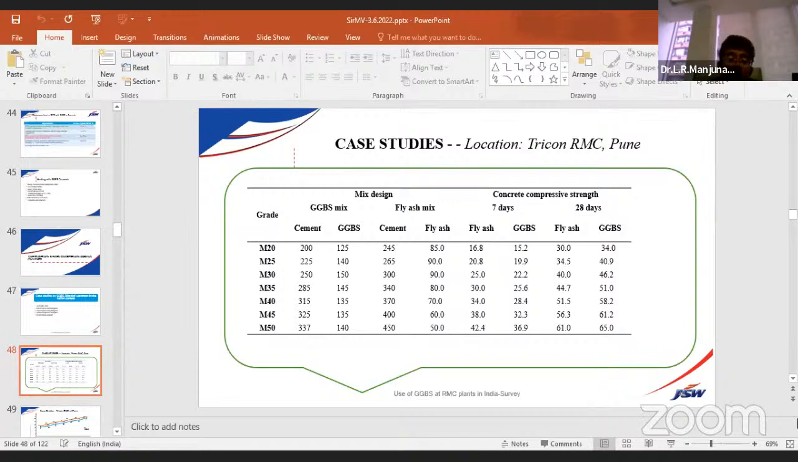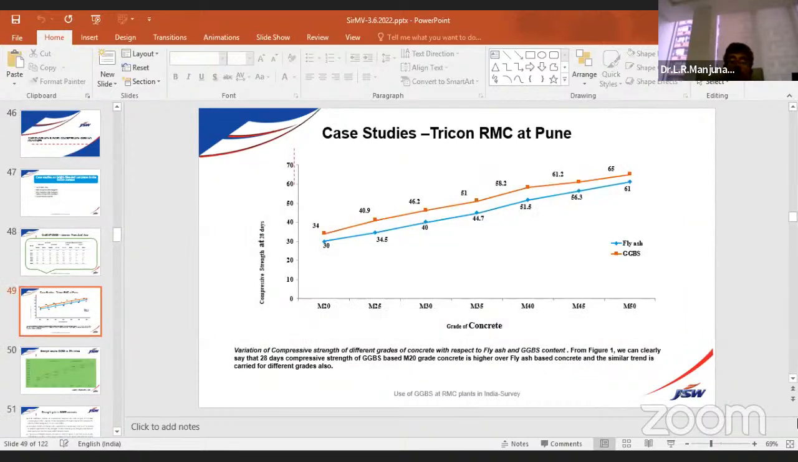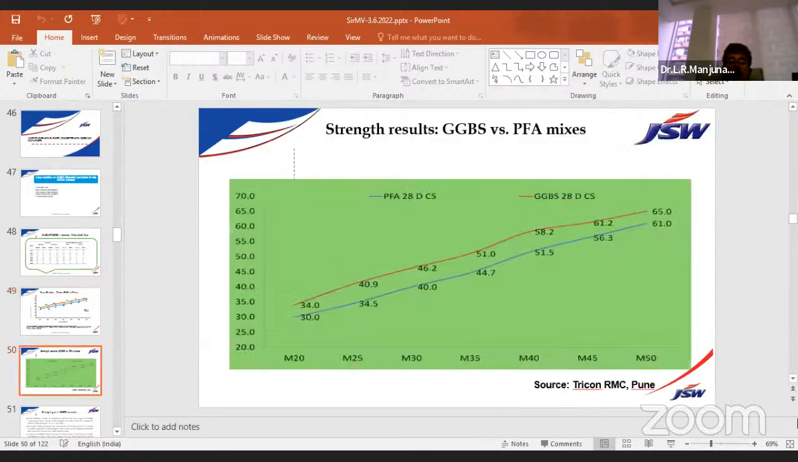Whereas in GGBS mixes, we have got better strength at 28 days. Like M20, instead of 30 MPa, we got 34 MPa; M25, 34.5 MPa instead of 40 MPa; M30, 40, 46 instead of 40. Compared to fly ash mixes, almost 5 MPa improvement is there in the GGBS mixes. That is the beauty of GGBS. This is a graphical representation where we are showing how the GGBS mixes are superior to fly ash mixes.